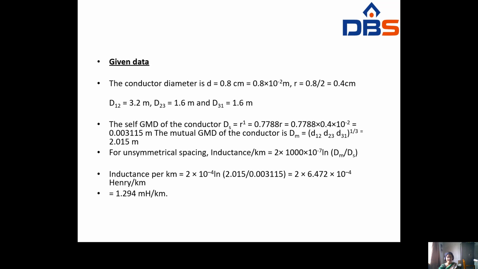But here you have to directly write, for unsymmetrical spacing, inductance per kilometer equal to 2 into 1000 into 10 to the power of minus 7 ln of Dm by Ds. So 2 into 1000 into 10 to the power of minus 7 means here you write 2 into 10 to the power of minus 4 ln of, mutual GMD value 2.015 meters divided by the self GMD value, Ds value.